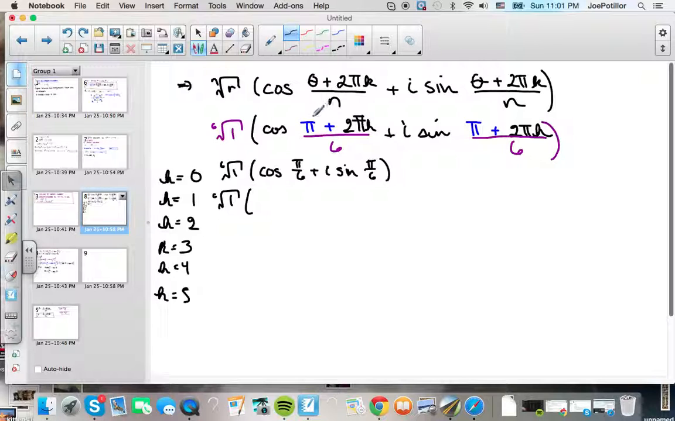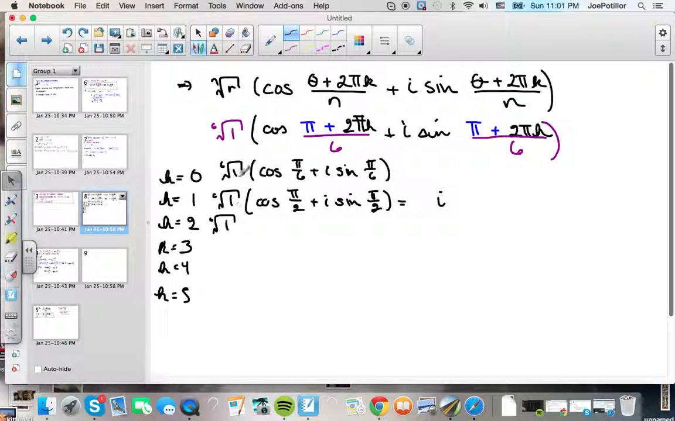So in the second situation, k is 1. 1 times 2 pi is 2 pi. 2 pi plus pi is 3 pi. 3 pi divided by 6 is pi over 2. So this ends up being cosine of pi divided by 2 plus I sine of pi divided by 2, which of course simplifies to I. But again, you can just leave it in the trigonometric form.